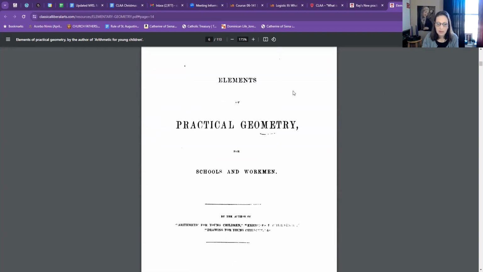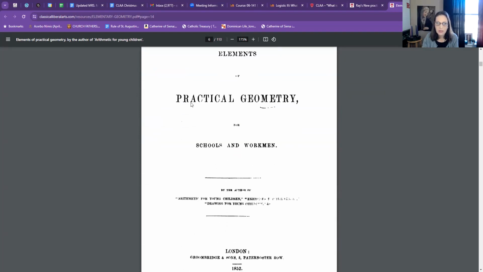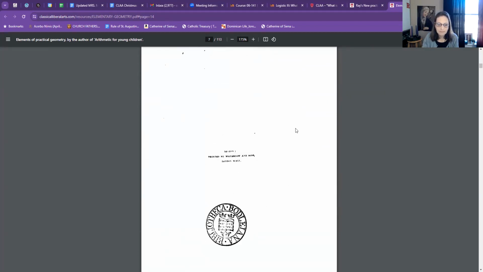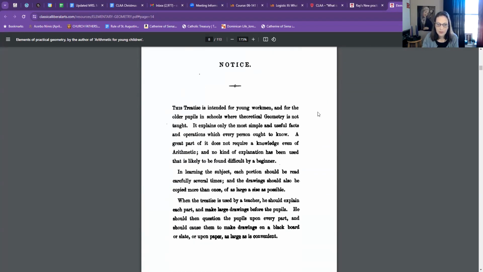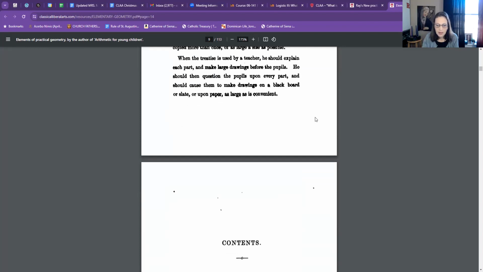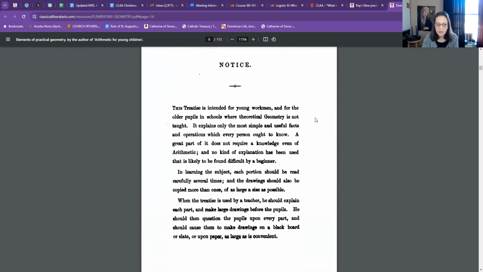Okay, so let's look at the table of contents like I always tell you. Look at this: The Elements of Practical Geometry for Schools and Workmen. That's interesting, huh? Okay, so here we go. Let's read this notice right here so we can understand what this book is for.